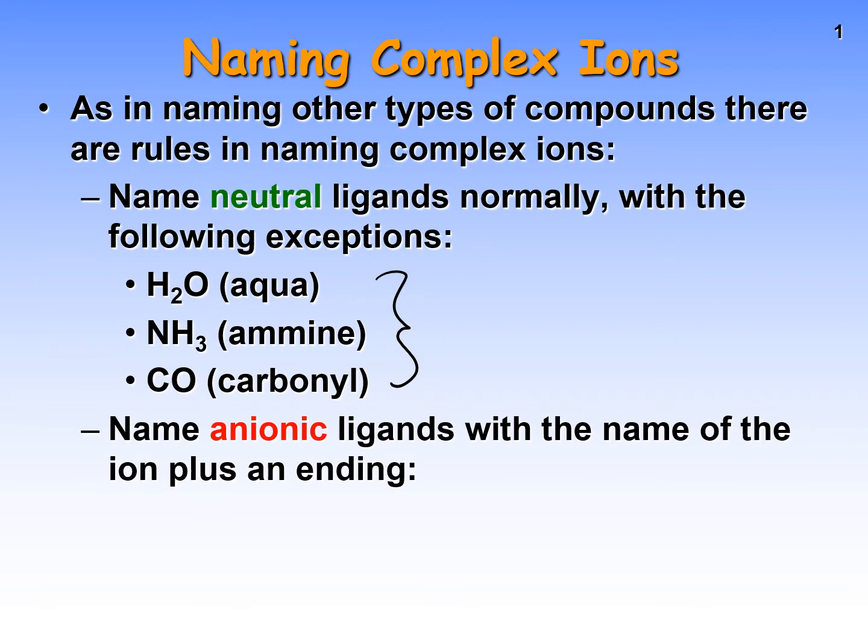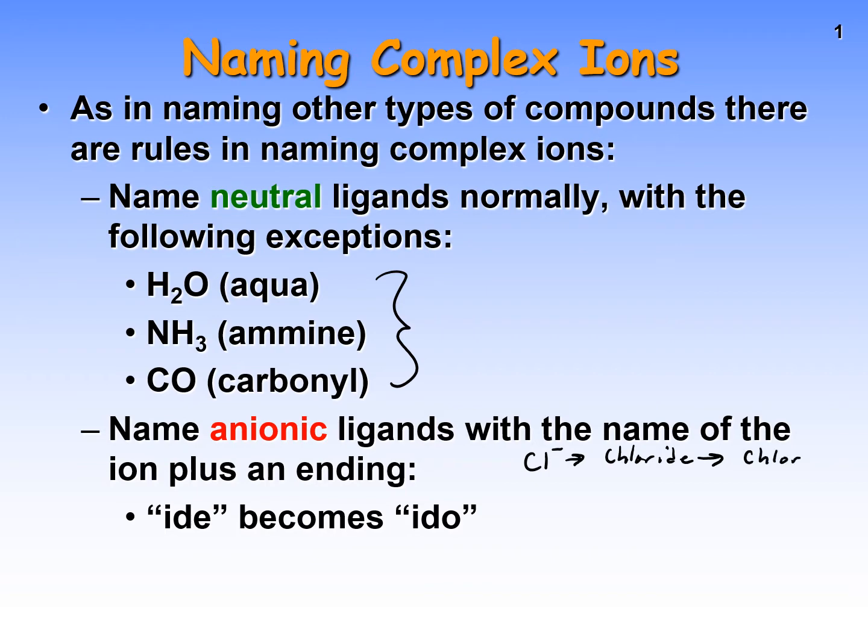When we name anionic ligands, the name is the ion plus an ending. Now, how we determine the ending depends on what the anion's name ends in already, right? So if something ends in IDE, we change it to IDO, right? So for instance, if we have Cl minus, we know this is chloride. So when we have chloride ligands in our complex ion, it is not chloride, it's chlorido. I love saying these ones. They just are a lot of fun to me.